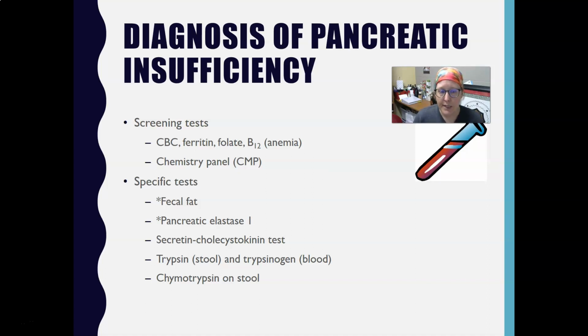But for more specific tests, you would do a fecal fat and pancreatic elastase. Those are stool tests. And then the secretin cholecystokinin test is a blood stimulation test, a little bit more invasive. Trypsin in stool and trypsinogen in blood, and chymotrypsin in stool. Those are all diagnostic tests of pancreatic insufficiency.